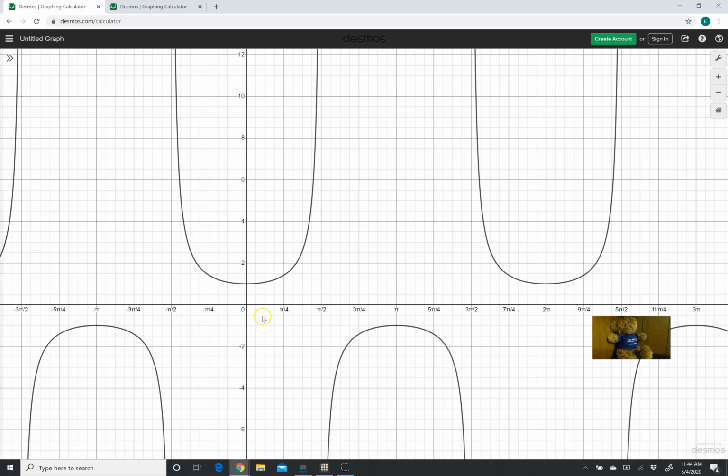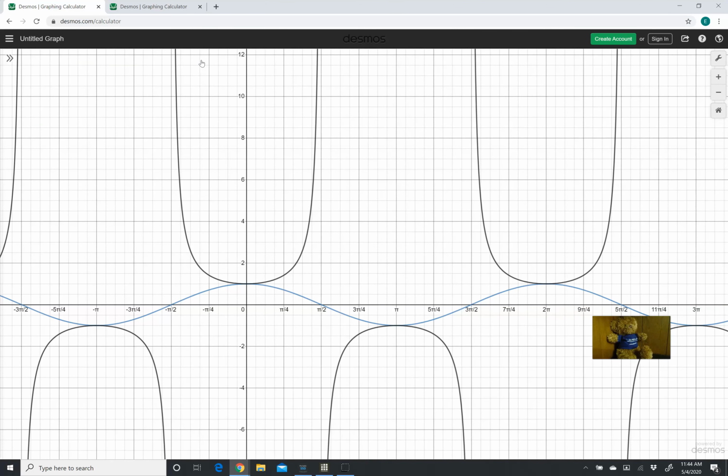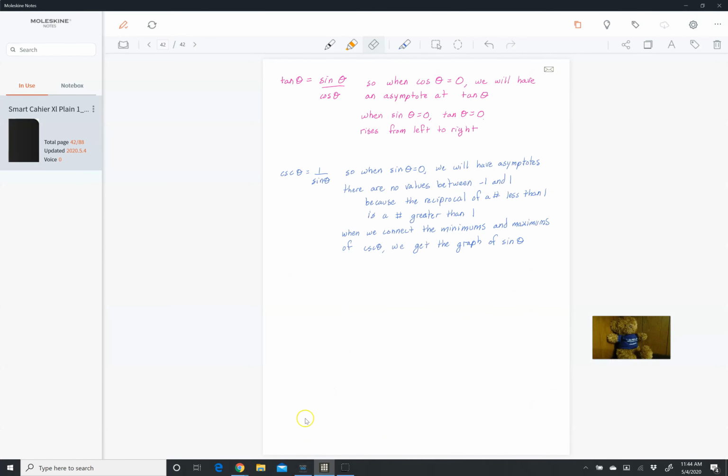Once again, there are no values between -1 and 1. Okay, again, that makes sense. Cosine is a number that's less than 1, so secant would be a number that's greater than 1. And if we connect the minimums and the maximums of secant, we get the cosine graph. So these are things that help you distinguish the graphs from one another, okay? So let's write that down.